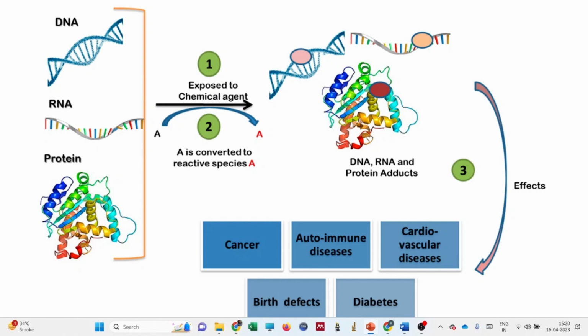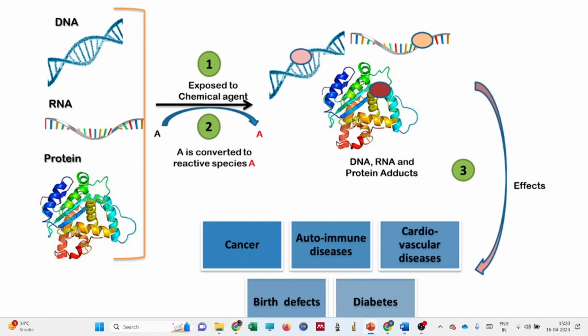So metabolomics typically involves the use of high throughput analytical techniques such as mass spec, which I already mentioned, or nuclear magnetic resonance, or NMR spectroscopy, to measure the levels of different metabolites in biological samples.